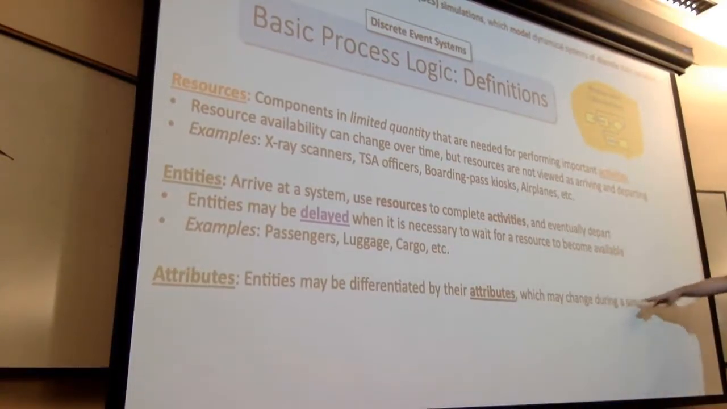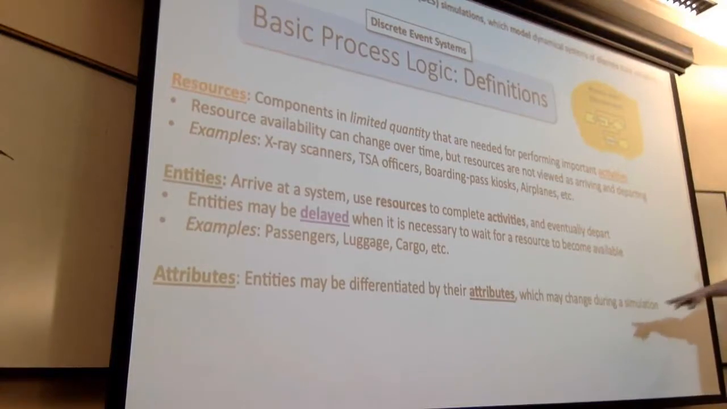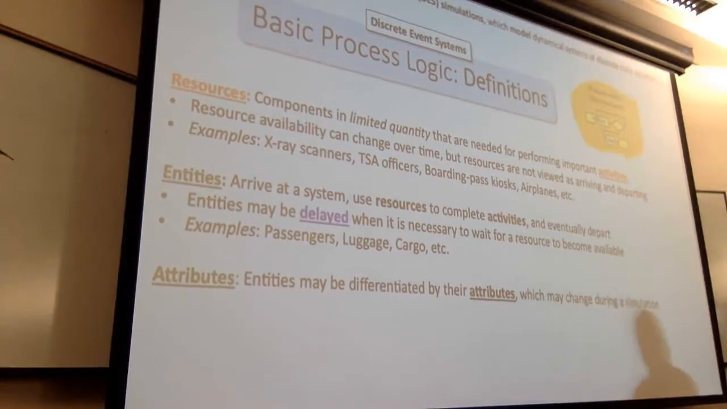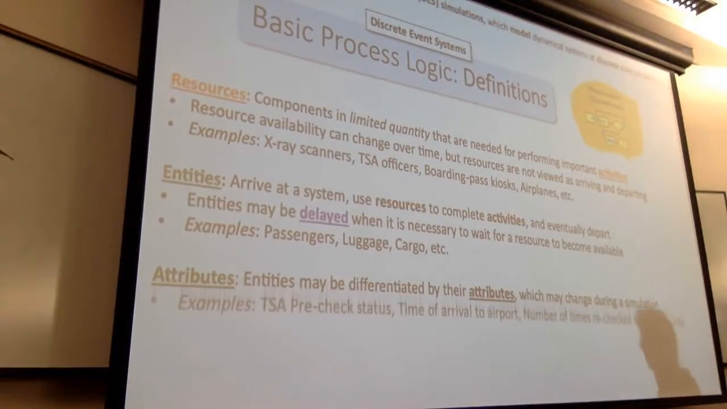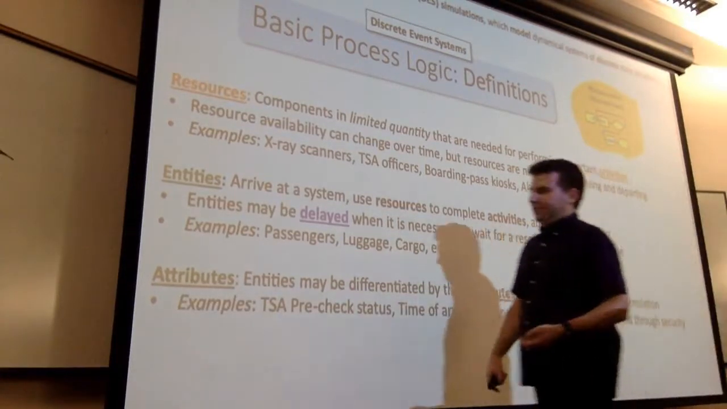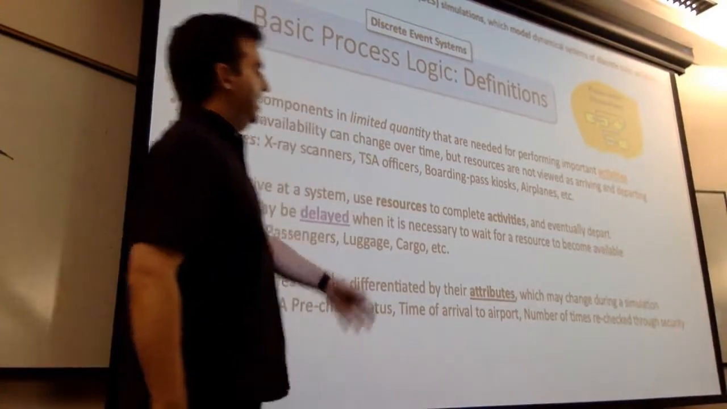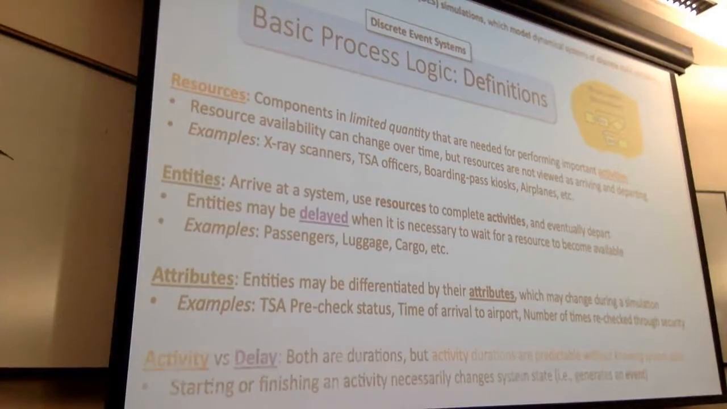Attributes. We can differentiate entities by their attributes. We can say this person is a different age, this person arrived at a different time, this person has a different need. This person came in because they had a cold. This other person came in because they're gushing blood. So we differentiate, and we might run entities down different paths based on their different attributes. I give other examples here, whether they're pre-check status when they arrive at the airport, the number of times they've been rechecked through security.